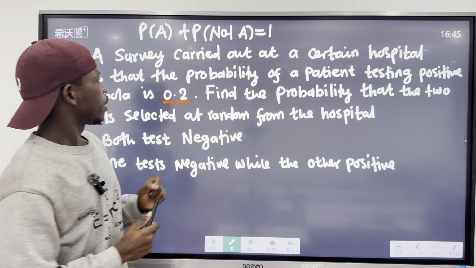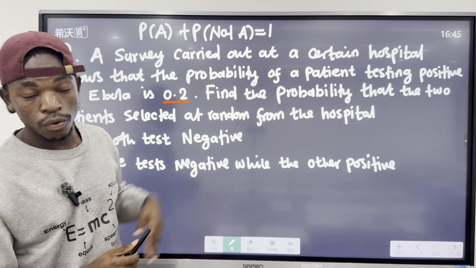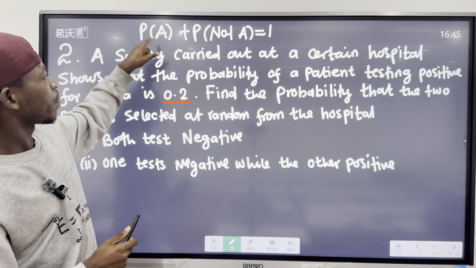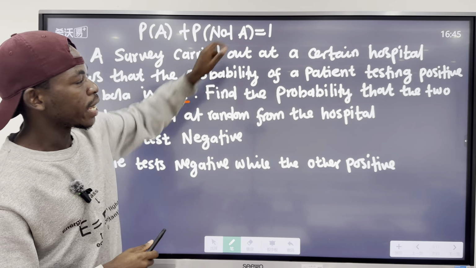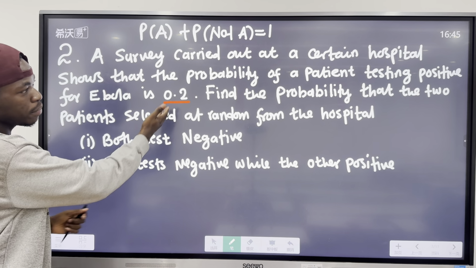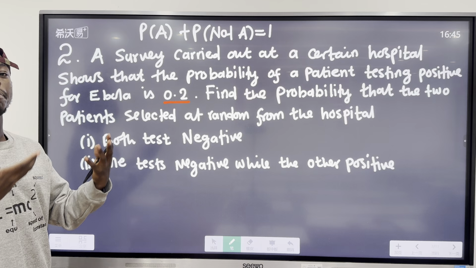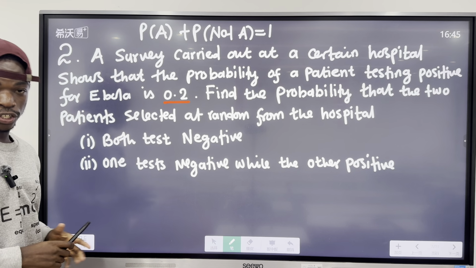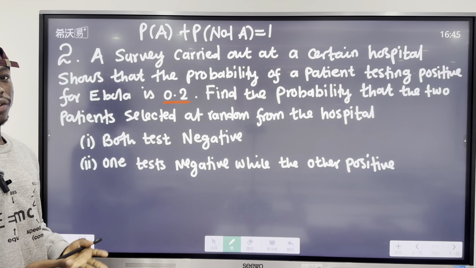So it's the same thing here. Probability that the event A will happen plus not A should give you 1. If I say probability of A is 0.7, then probability of not A will be 1 minus 0.7 or 0.3. The same thing here. They've told us that the probability that a patient would test positive is 0.2. What is the probability that the patient will test negative?